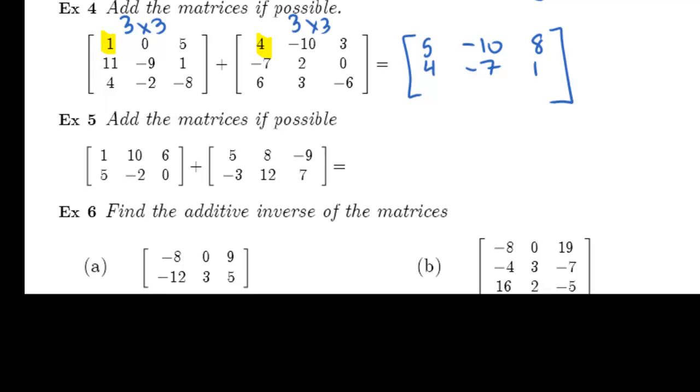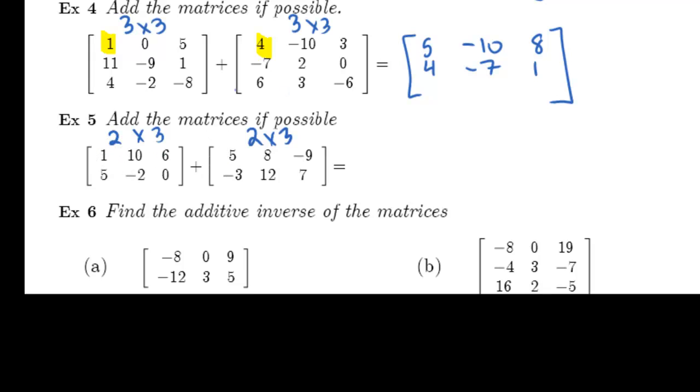For example 5, similarly, we're going to check this. This time we have 2 rows, 1, 2 rows. Still 3 columns though. Similar here, we have 2 rows, 1, 2, and 1, 2, 3 columns. So again, these are compatible as far as being added.